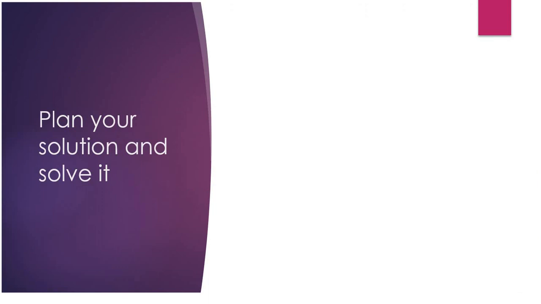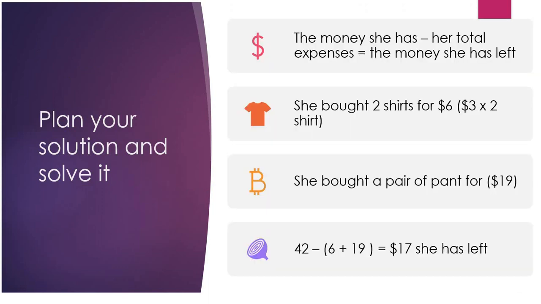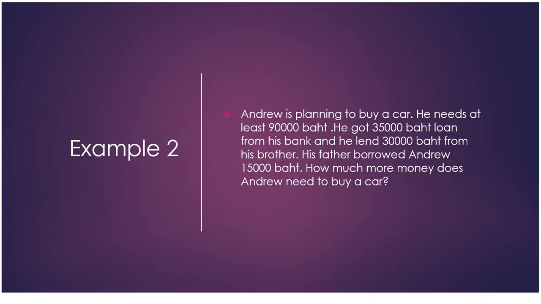So we plan our solution. The money she has minus her total expenses is equal the money she has left. She bought two shirts for $6. 3 multiplied 2 equals 6. She bought a pair of pants for $19. So the money she has, $42, minus her total expenses, is equal the money she has left.